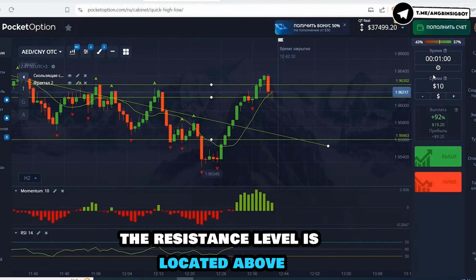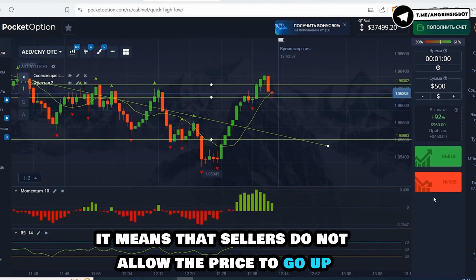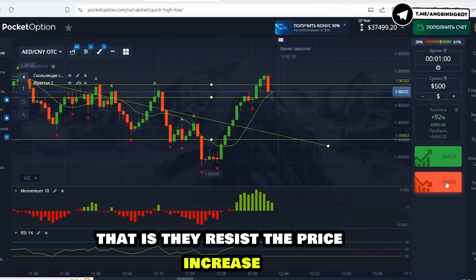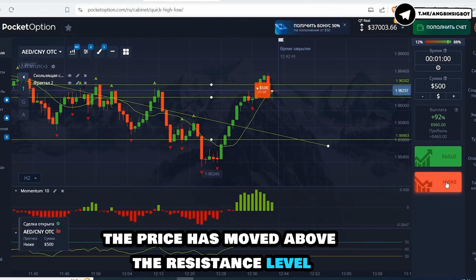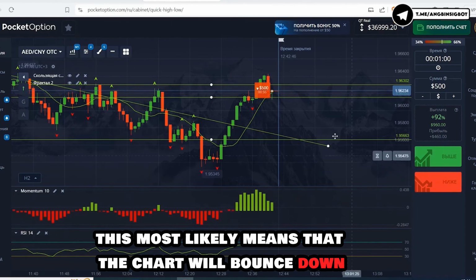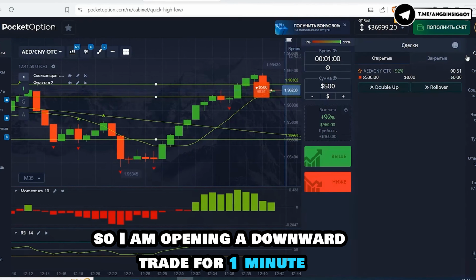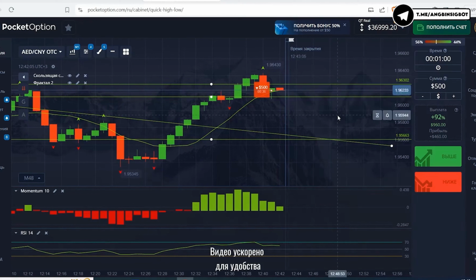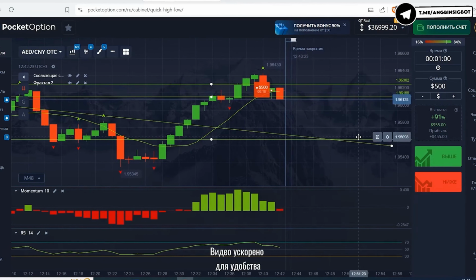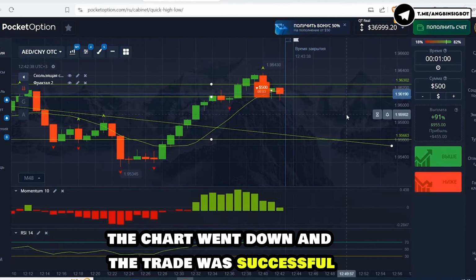The resistance level is located above. It means that sellers do not allow the price to go up. That is, they resist the price increase. As we can see, the price has moved above the resistance level. This most likely means that the chart will bounce down, so I am opening a downward trade for 1 minute. As expected, the chart went down and the trade was successful.